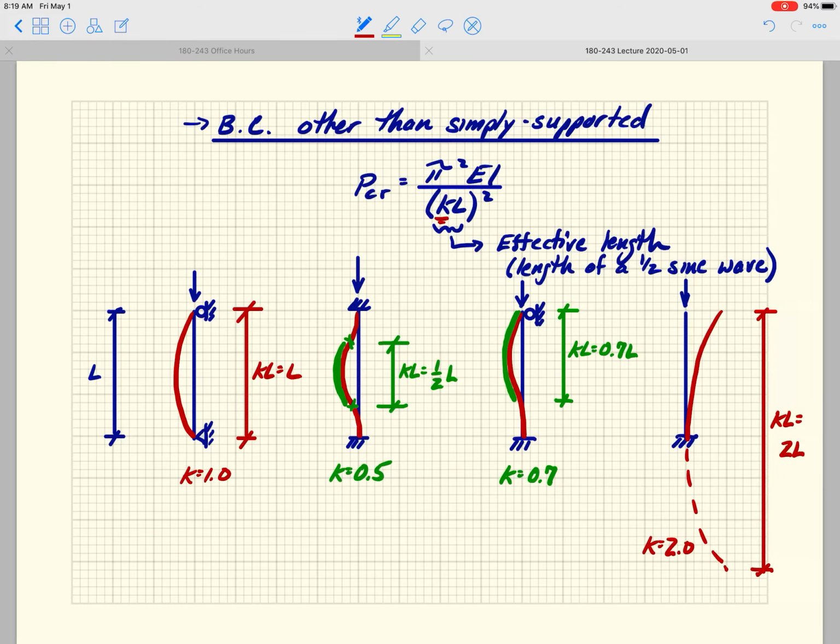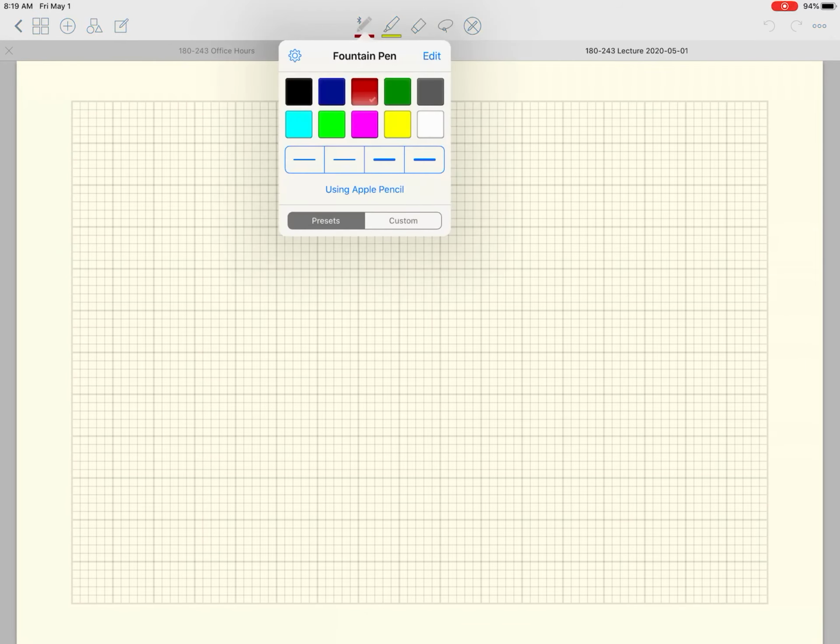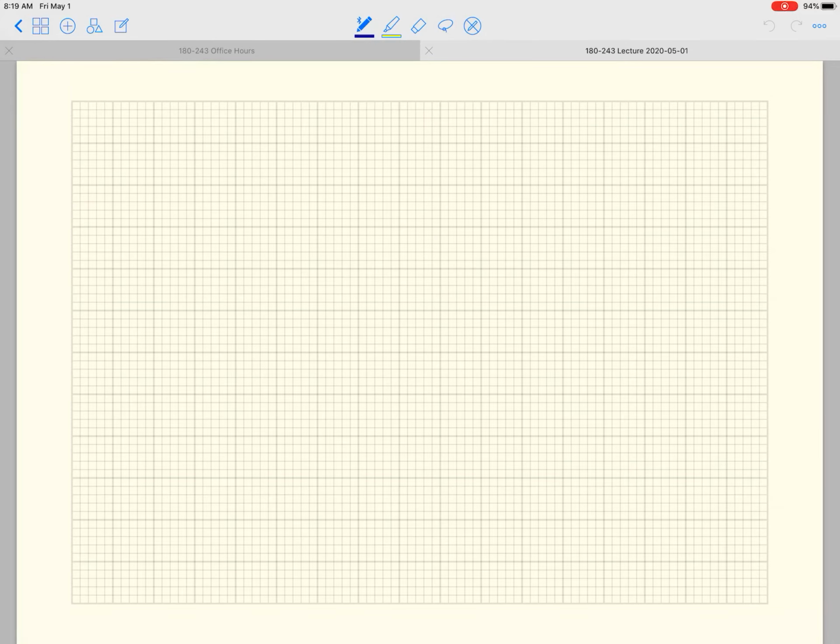Okay, and so then the final thing I want to do in this lecture is revisit something I had mentioned earlier, and I want to define something called the critical stress. So this is the stress at which buckling occurs.